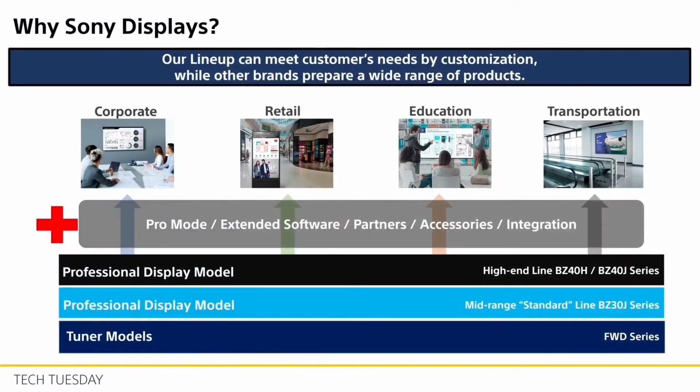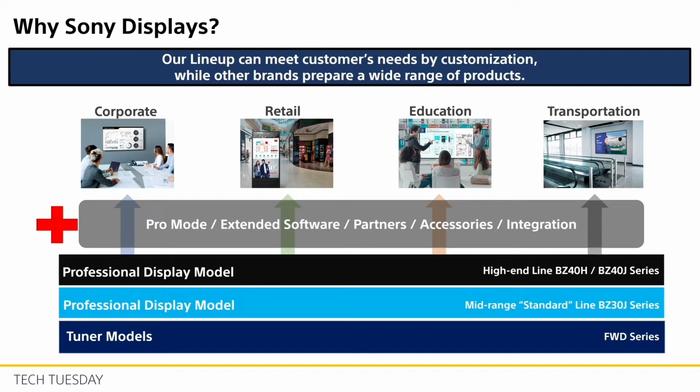So I'll go ahead and get started here. This is a slide that you kind of got to read from the bottom up. We have the 3 series, which is the tuner models, which is a prefix of FWD. We have our mid-range or standard line, which is the BZ30J series. And then we have the high-end line, which consists of the BZ40H and the 100-inch BZ40J. But the ability to add our Pro Mode operation, the extended software that's available either through Sony or through our partners, the accessories and the partners that we have on the accessory side, and then our integration partners, we're able to address these target vertical markets and many more. But these are some of the key markets that we try to address.